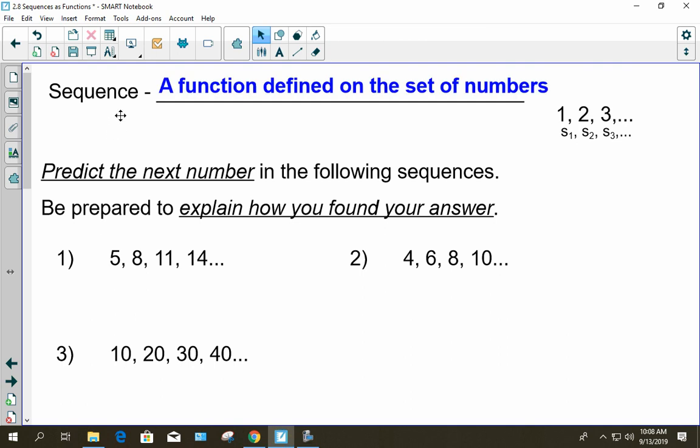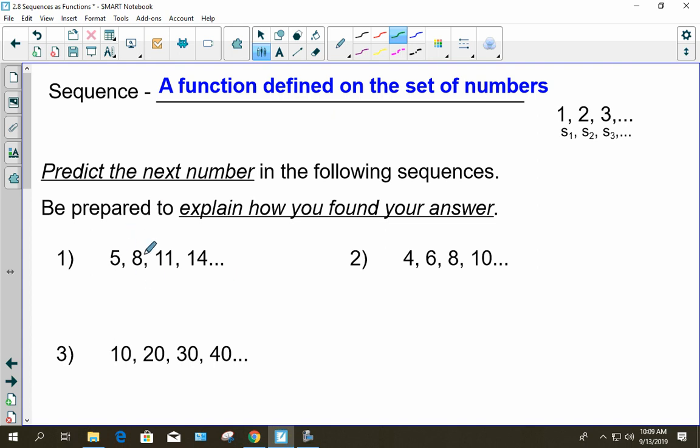Okay, a sequence is a function defined on the set of numbers. Woohoo! I know what that means now. All right, so you look over here, you see this is S1, this is S2, this is S3. You do have this, by the way, your junior year when you have to take Algebra 2. So all I'm trying to do right now is give you the basics. You have to pass 4 years of math to graduate from high school. So here we go. All we're going to do right now is predict the next number.